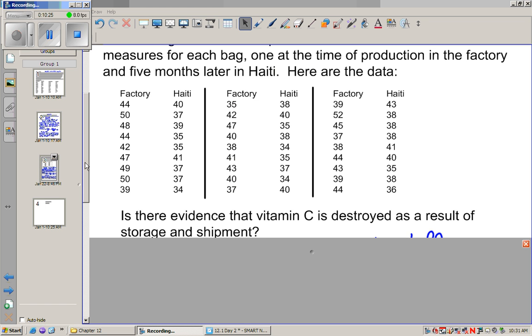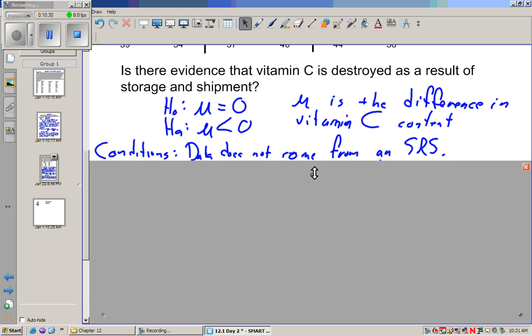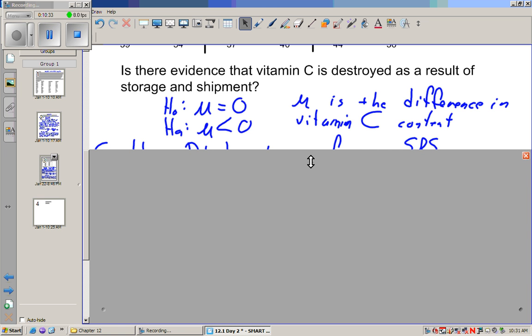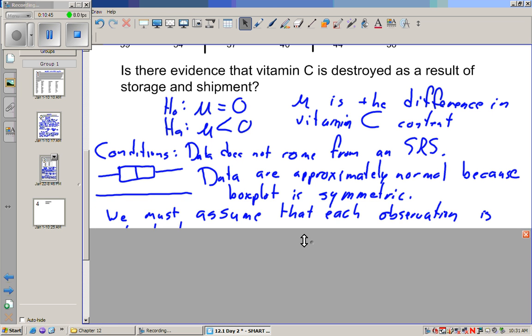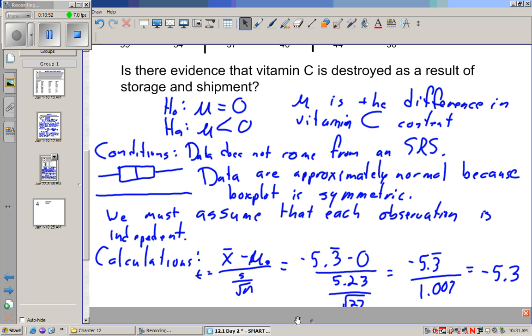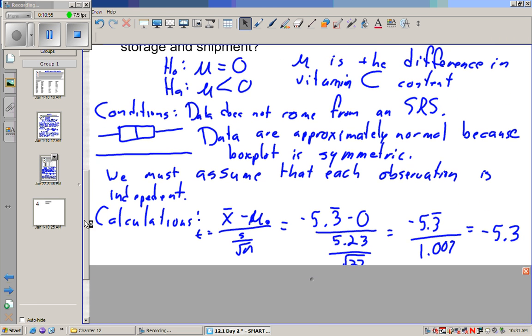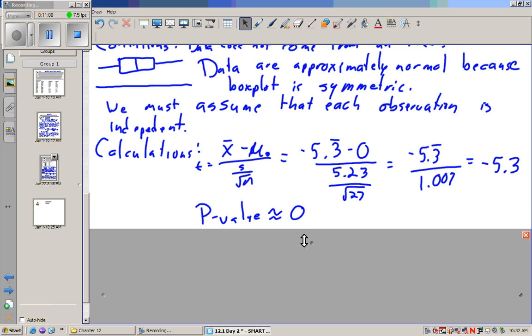Now, to start this problem, the first thing we have to do is look at our hypotheses. I said that my null is equal to 0, meaning that the difference of vitamin C is nothing. And if I have an alternative less than 0, that means that vitamin C has been destroyed. So I looked at my conditions. Data does not come from an SRS. Data are approximately normal because the box plot is symmetric, and we have to assume that each observation is independent. It doesn't really make sense to do the n is greater than or equal to 10n in this situation because we're not sampling without replacement.